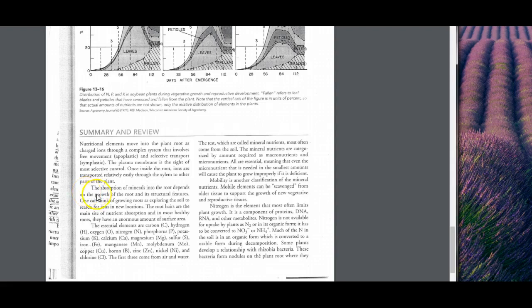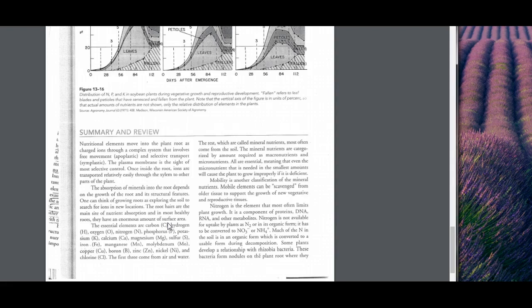So the absorption of minerals into the root depends on the growth of the root and its features. And you can think of the roots as exploring the soils, and our root hairs are going to be the main site of our nutrient absorption. Healthy roots have a large amount of root area. And if we don't have a lot of roots, we may have some mycorrhizae, either endo or ectomycorrhizae, that will help with uptake of the nutrients.